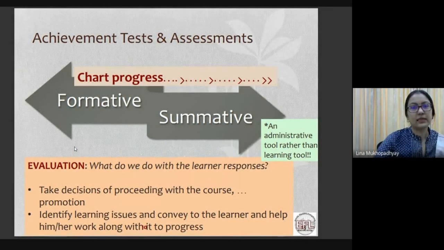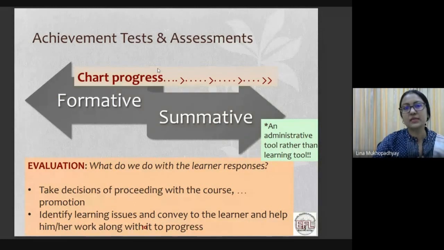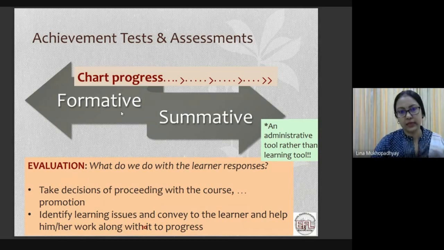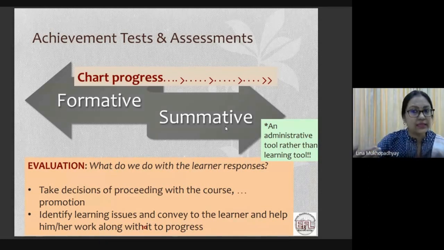So as I said, achievement tests and assessments are the ones which we as teachers use most frequently, almost on a daily or a weekly basis. On one hand, they have the formative role, that they help in tracking learning over a period of time. And we could also look at it as a summative role, meaning the end term exam or the end of the year exam, through which the students are given a certification that, yes, on the basis of the course that the learner has attended, this is the level of knowledge or this is the level of language proficiency that the learner has reached.